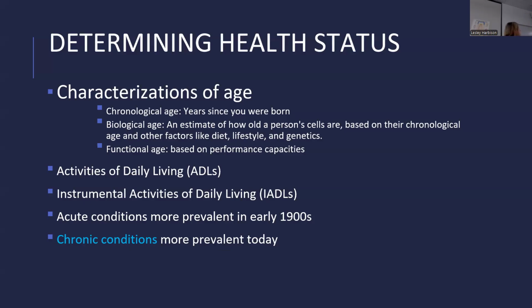And then acute conditions were more prevalent in the early 1900s, when somebody would literally die from an infection. They'd have an acute infection, their body would be fighting against some kind of bacteria, dysentery or something, and it would literally kill them. But nowadays we have antibiotics and so many treatments that now we have chronic conditions. That's far more prevalent today. So just understanding acute condition versus chronic condition.